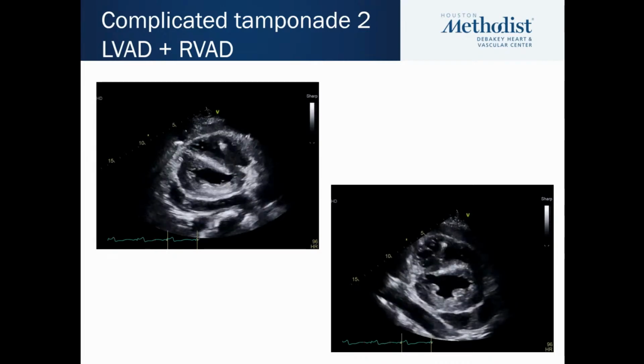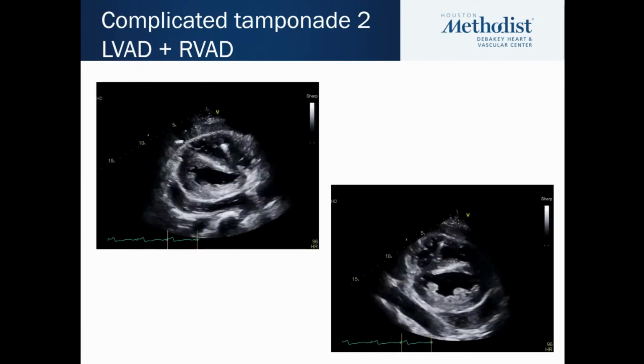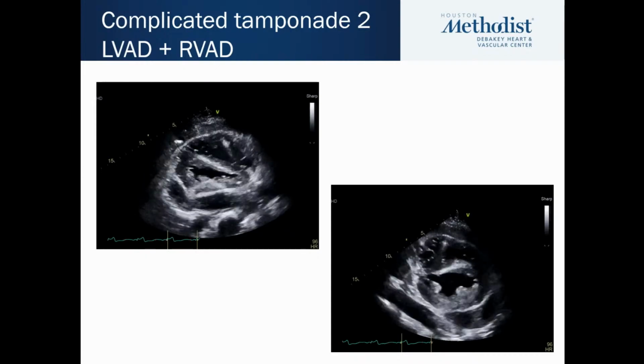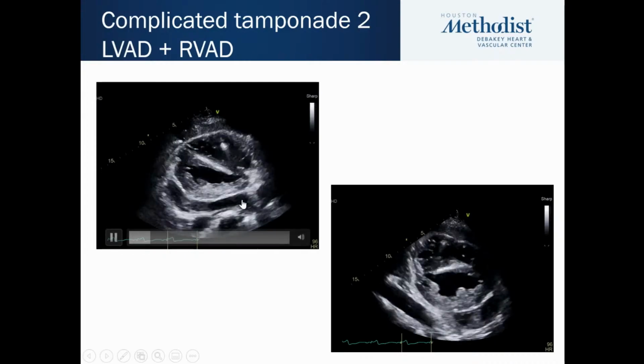Here's another example of someone who's post-op from an LVAD, who now has RV failure with septal interaction of the RV and the LV, as well as pericardial effusion that also does not appear to be simple.